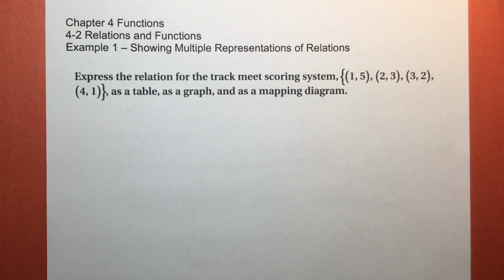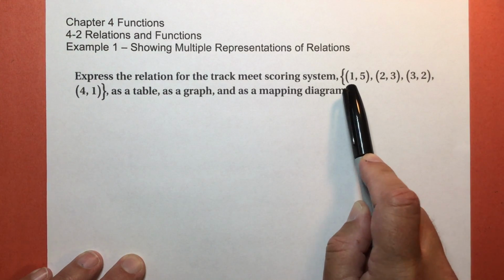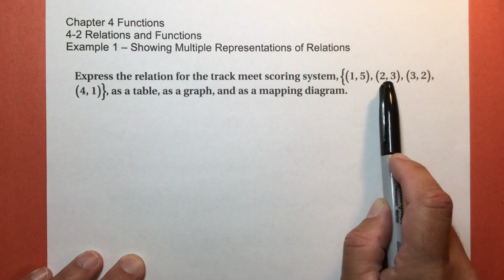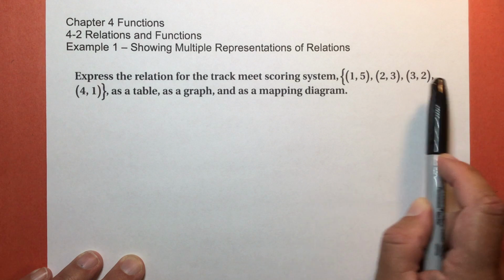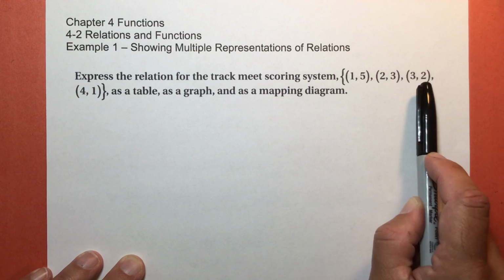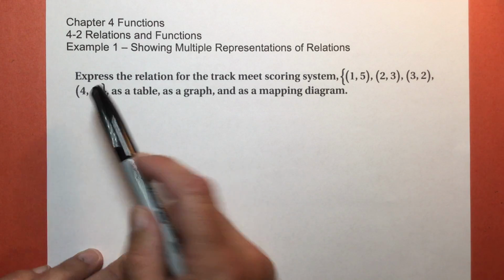So for this first example, they're referring to an example from the book where they're talking about a track meet. In this track meet, if you are in first place, you get 5 points. If you come in second, you get 3 points. Third place in your race, you get 2 points. And then fourth place, you get 1 point.